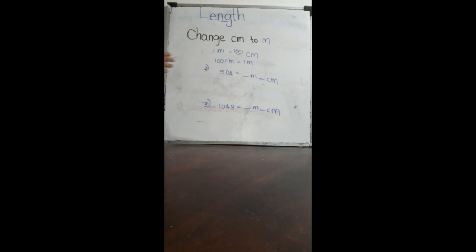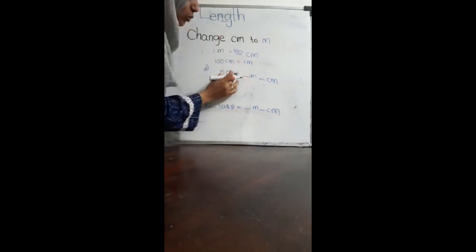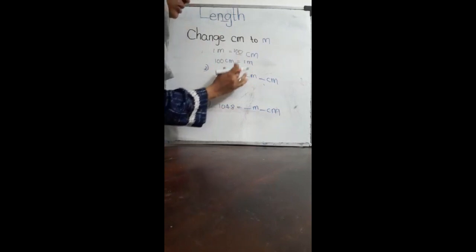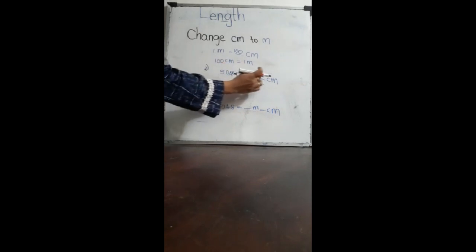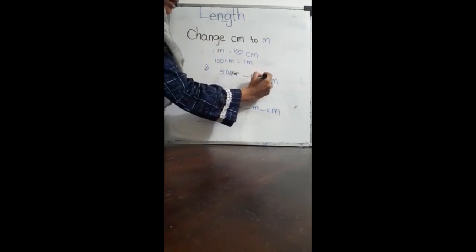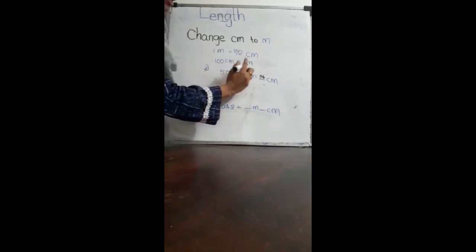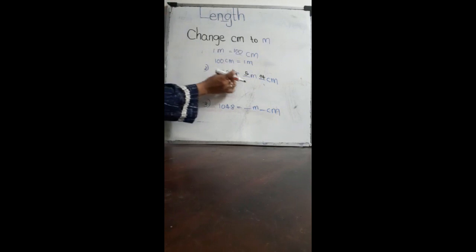Right, my dear kids. Now let's move on to the second example. What's the number? 504 centimeters. Now we are going to convert this number into meter and centimeter. So what can we do now? We can write the number directly. We can write the last 2 digits, 04, as the centimeter, and write 5 before the meter. That's it. These are the centimeter and this is the meter. Before the last 2 digits, you write the number that comes as meter.